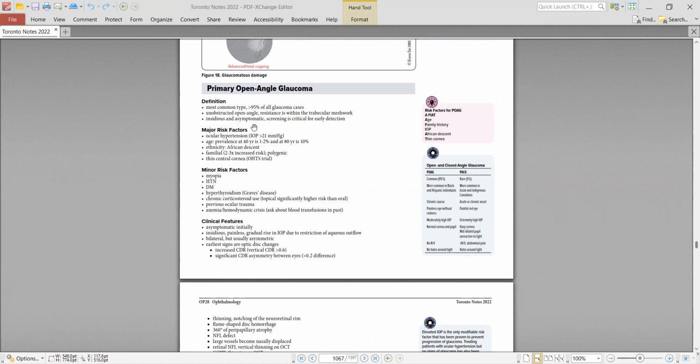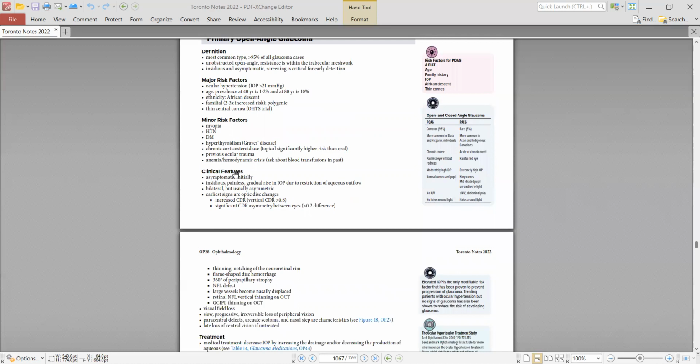Intraocular pressure of more than 21 and age of more than 40 are at risk, and by 80 years there is a 10% risk. African descent and family history, then you should check the patient. These patients are at very high risk. Thin central cornea, myopia, diabetes, hypertension, hyperthyroidism, chronic steroid use.